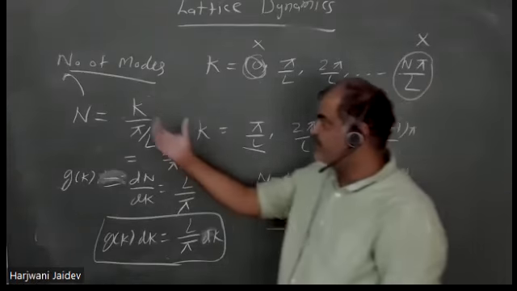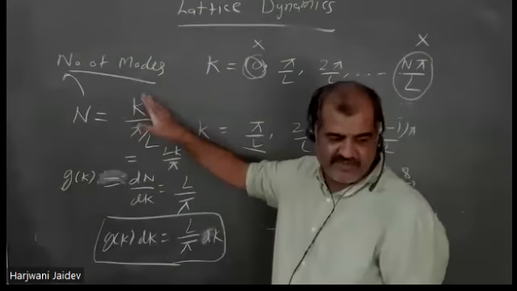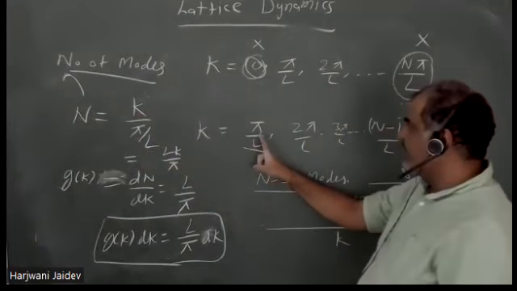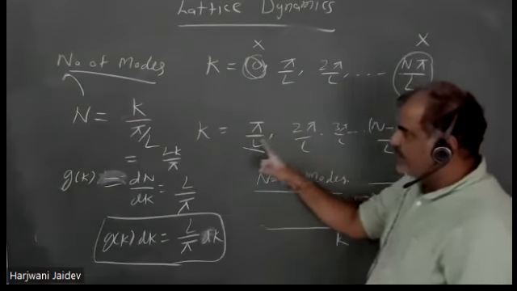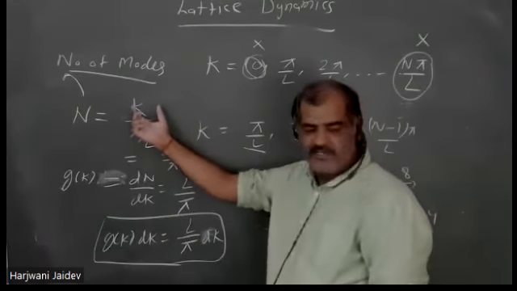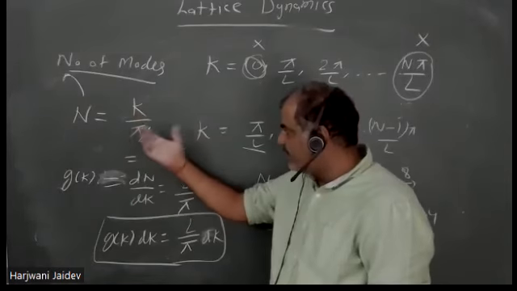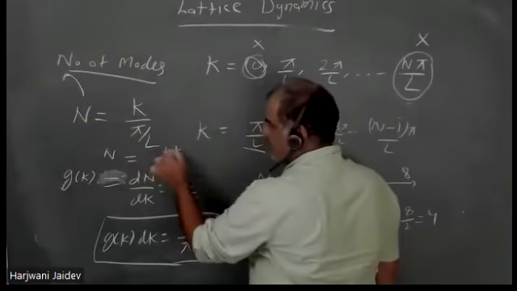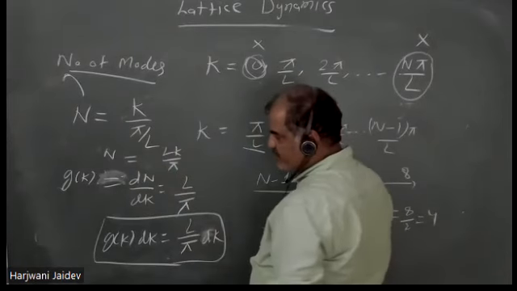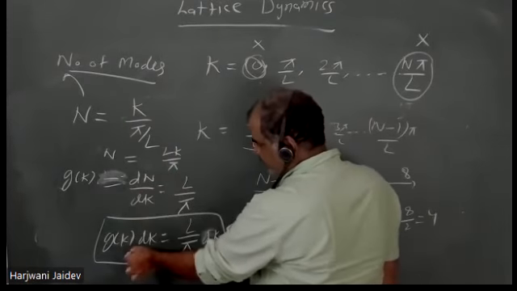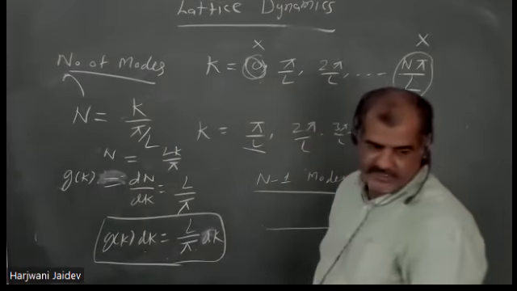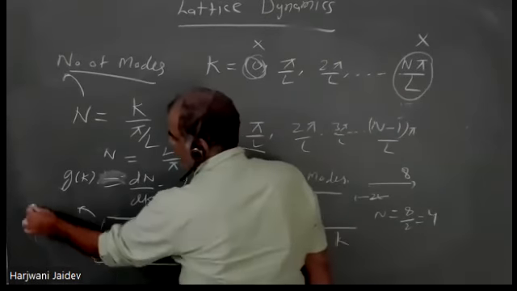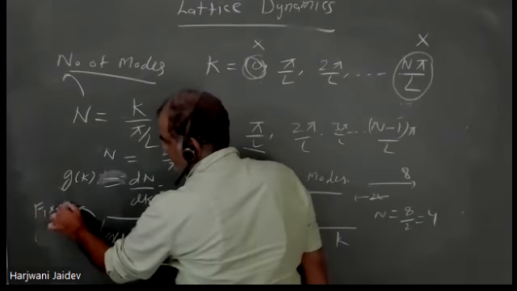If I have k values in k space, if I have length k, and the interval of one mode is π/l, then if I divide the length by one interval, I will get n. So here n is Lk upon π. Now I want the density of states. So dn/dk will be L by π dk. This is the expression for the density of states for fixed boundary conditions.